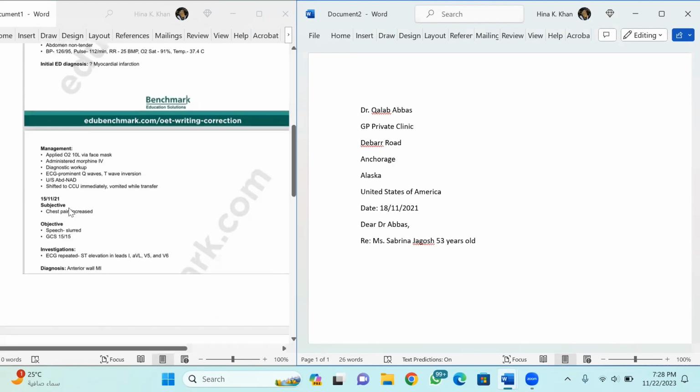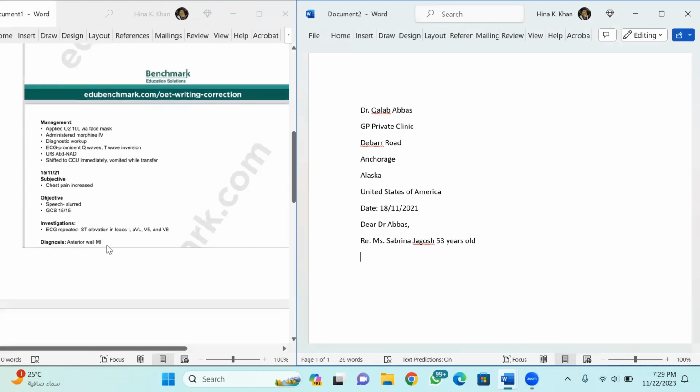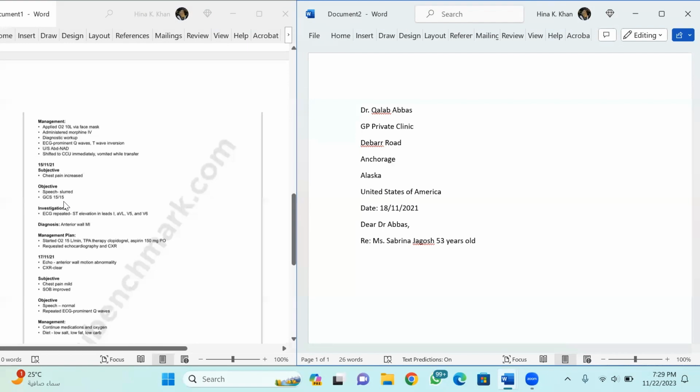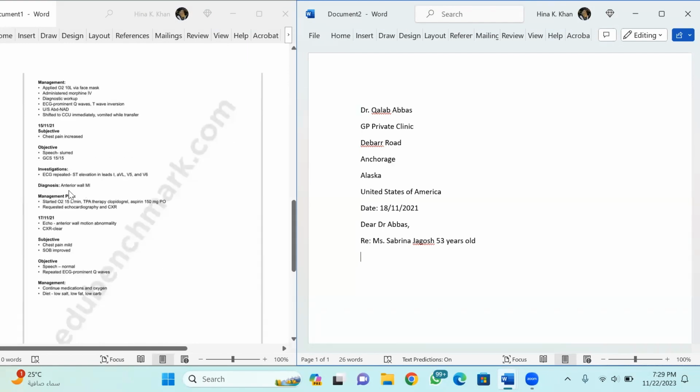Okay, then this was the management, and then okay, chest pain increased. ECG showed this, anterior wall MI, like the patient was having myocardial infarction. Okay, and then she was managed, and then on 15th also, okay, this is the same. Anterior wall MI, and on the 17th, chest X-ray was clear, echo was this, chest pain was mild, shortness of breath was improved, speech was normal, ECG okay, prominent Q waves, management continue, medications and oxygen, diet this.